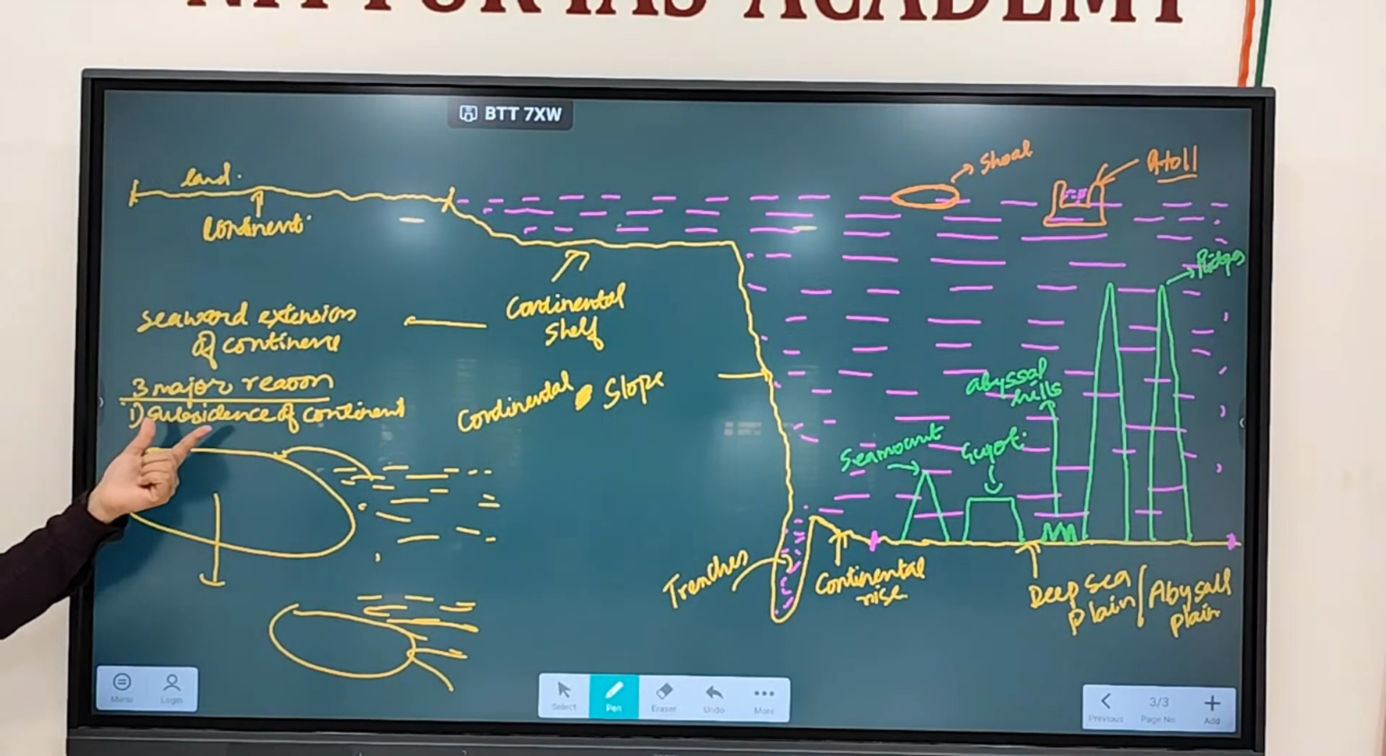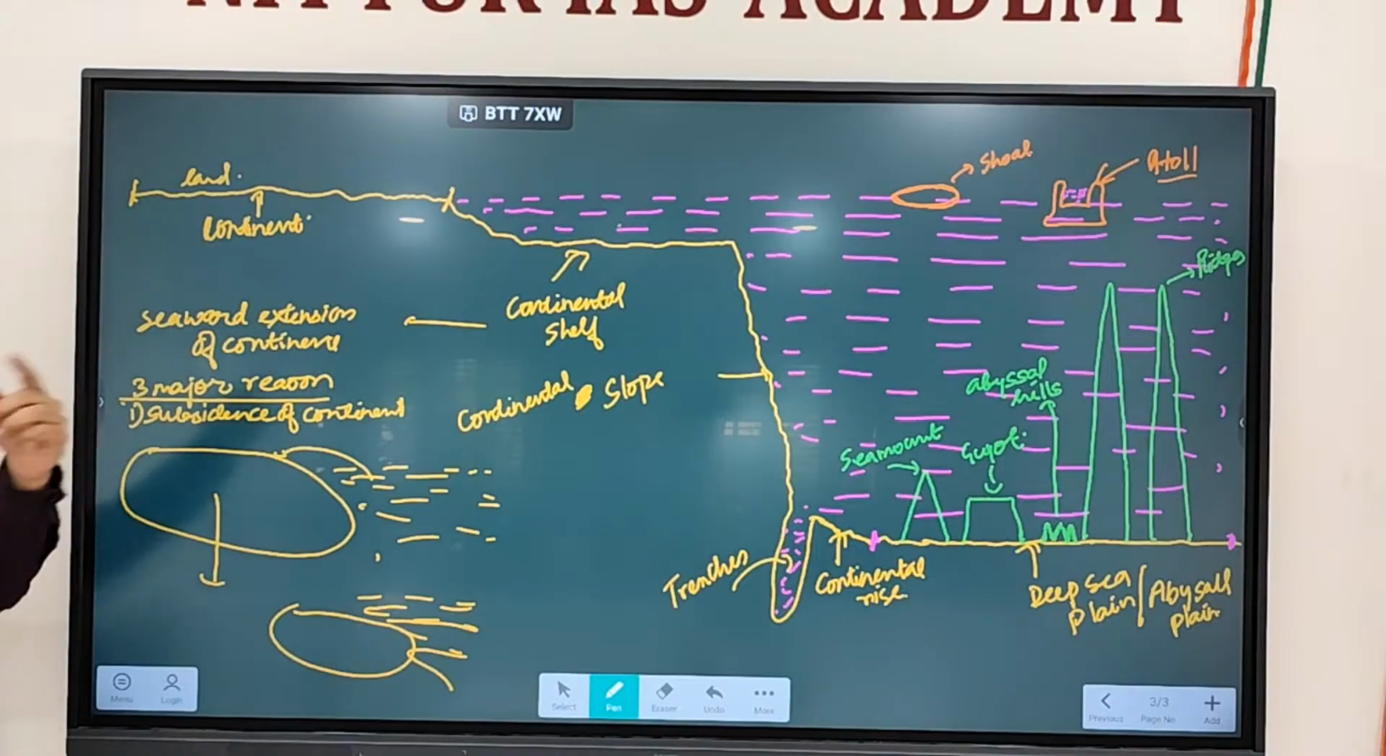So this is the reason why you see creation of the continental shelf. When land subsides, you'll see the water level is up. This water level will enter the land side, and this will create what? This will create the continental shelf region. So one reason is subsidence of the continent.